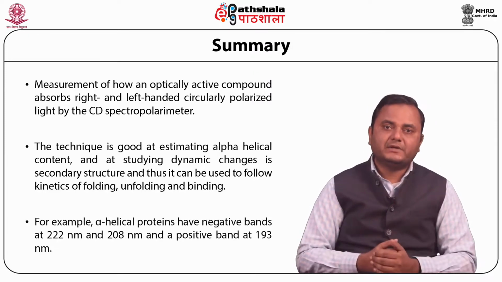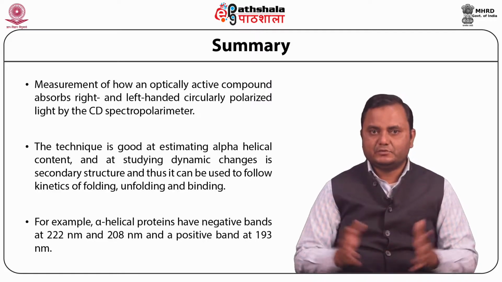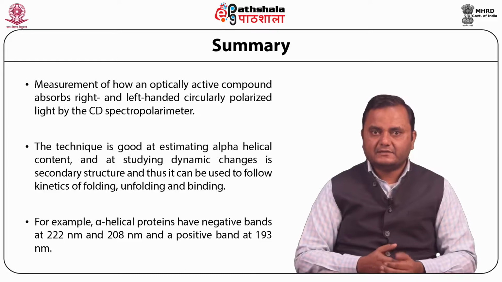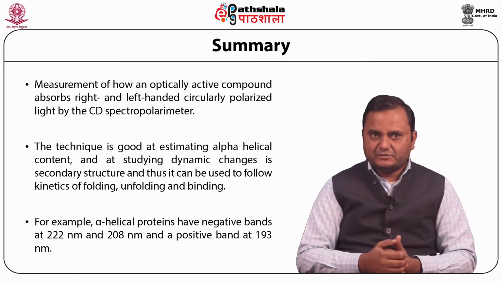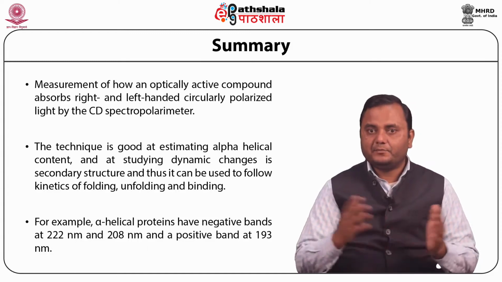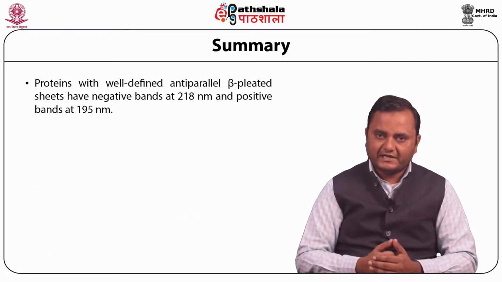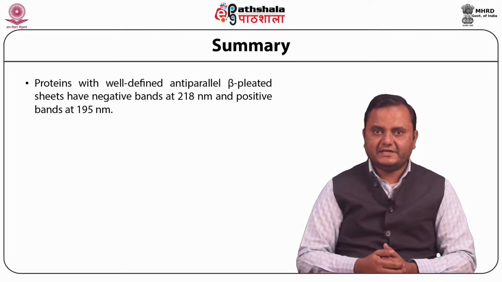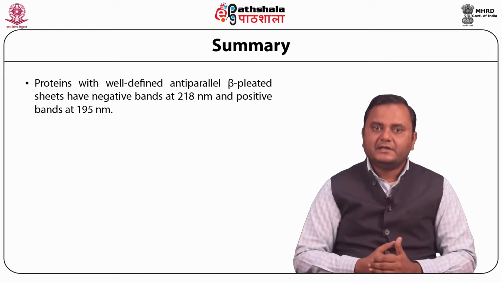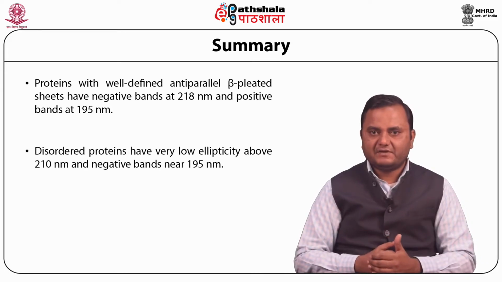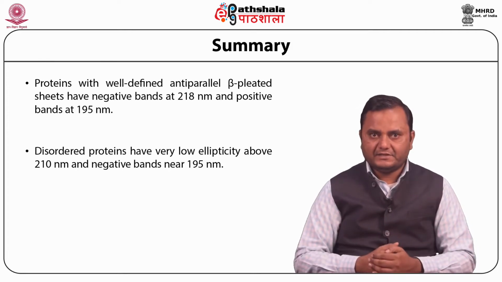For example, alpha helical proteins have negative CD bands at 222 nanometers and 208 nanometers, and a positive band at 193 nanometers. Proteins with well-defined anti-parallel beta pleated sheets have a negative band at 218 nanometers and a positive band at 195 nanometers. Disordered proteins have very low ellipticity above 210 nanometers and a negative band at 195 nanometers.